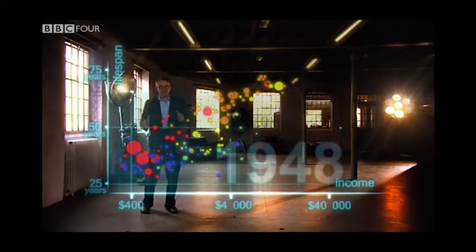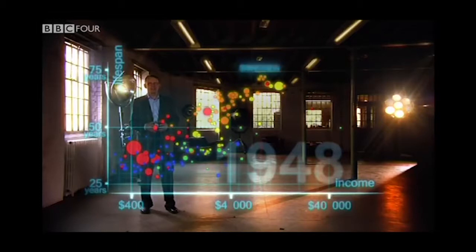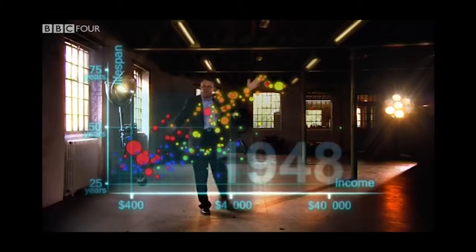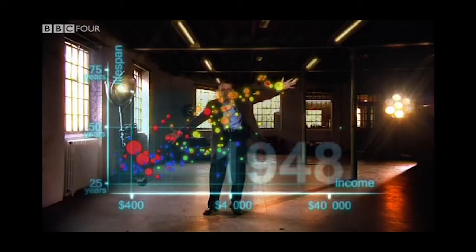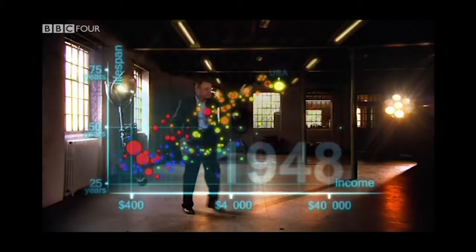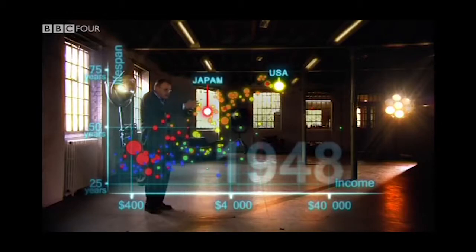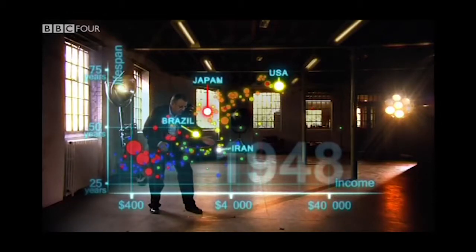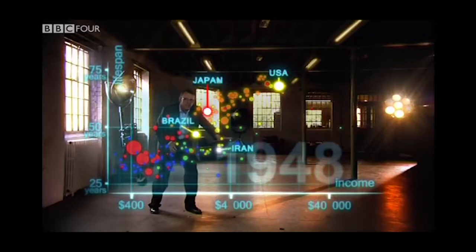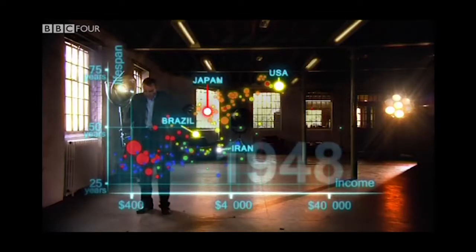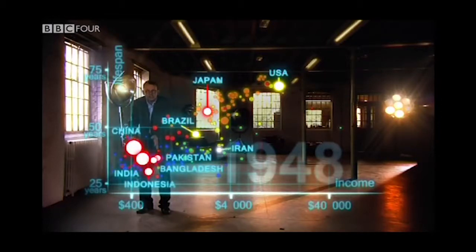1948 was a great year. The war was over, Sweden topped the medal table at the Winter Olympics, and I was born. But the differences between the countries of the world were wider than ever. United States was in the front, Japan was catching up, Brazil was way behind, Iran was getting a little richer from oil, but still had short lives. And the Asian giants, China, India, Pakistan, Bangladesh and Indonesia, they were still poor and sick down here.